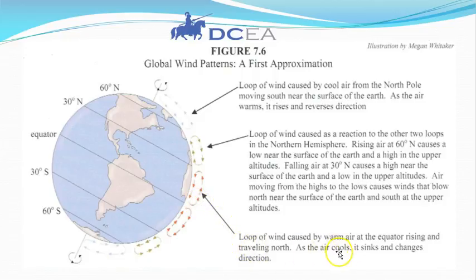A loop of wind caused by warm air at the equator rising and traveling north. As the air cools, it sinks and changes direction. So this is what happens. It starts here, goes north, it gets cooler, and it comes back.